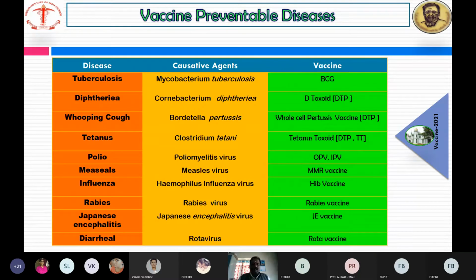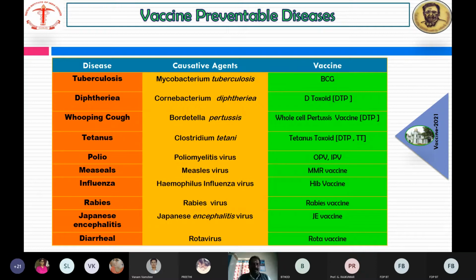These are the other causative agents causing diphtheria, whooping cough, and tetanus, as well as neonatal tetanus in the newborn baby. That is all controlled by the DTP group of vaccines. DTP means either diphtheria, tetanus, or diphtheria, tetanus, pertussis. These kinds of vaccines are also given as a booster dose to particular children.